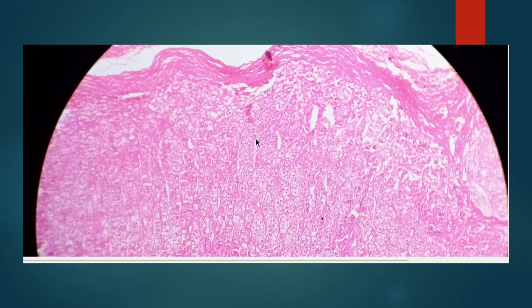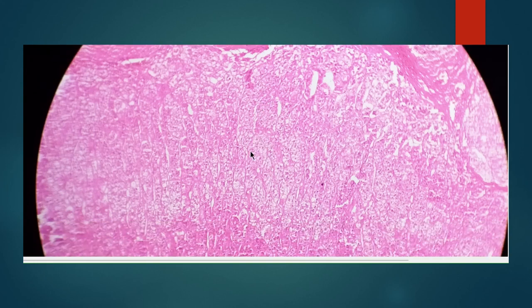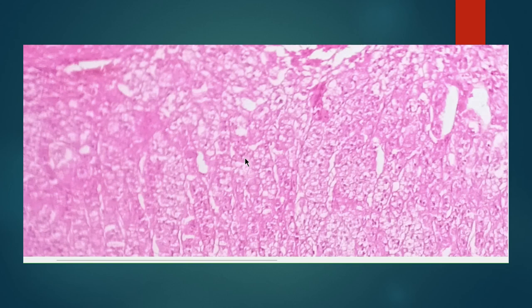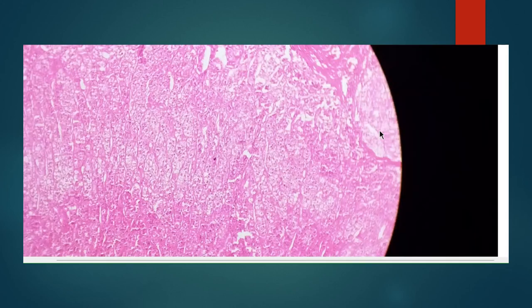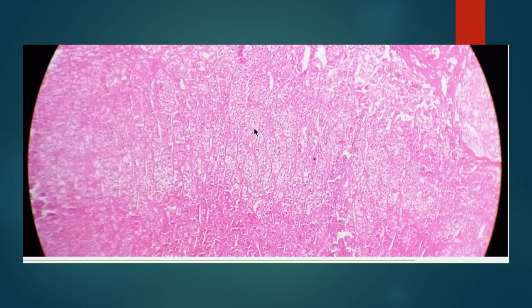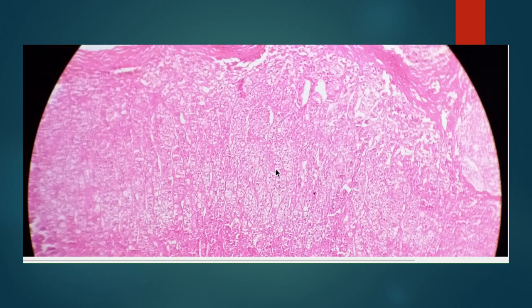Now when we move down to the next layer, the zona fasciculata, you can identify vertically arranged cells. These are polyhedral cells lined vertically, and between two layers of cells you can identify spaces. These spaces are called sinusoids, like the liver sinusoids. Here also you can identify sinusoids, fenestrated capillaries. As the adrenal gland is an endocrine gland, it pours its secretion into the bloodstream, so the blood vessels are present in these sinusoids. These polyhedral cells are bigger when compared with the zona glomerulosa cells.